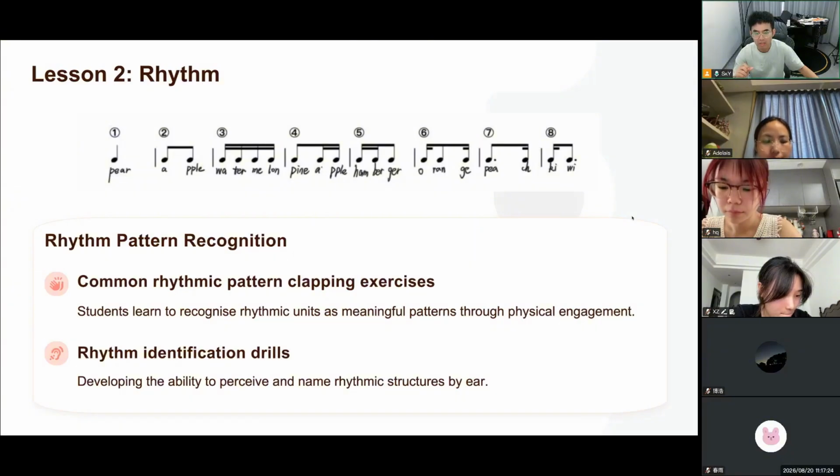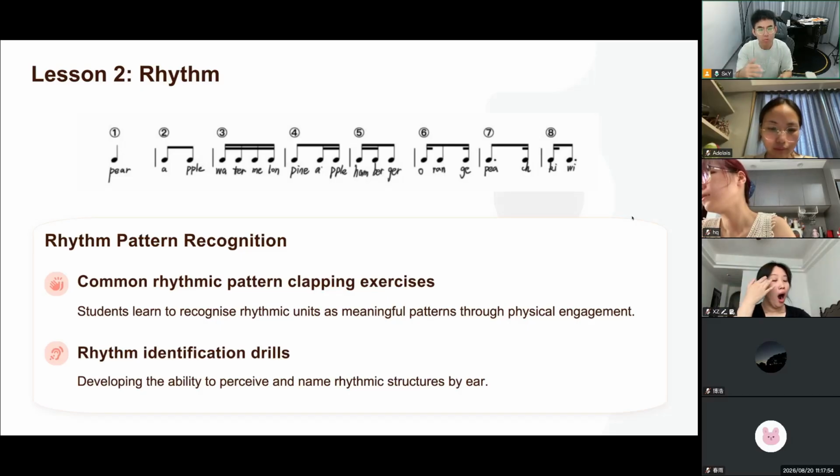In class, I use 3 activities: clapping rhythms, listening and identifying rhythms, and repetition practice. This helps students build a strong sense of rhythm patterns. When I teach rhythm patterns, I also use fruit names as a helper to recognize rhythms. First, quarter note.